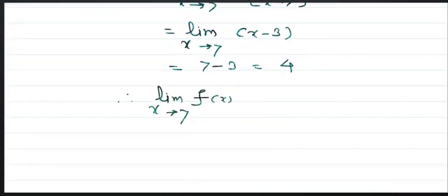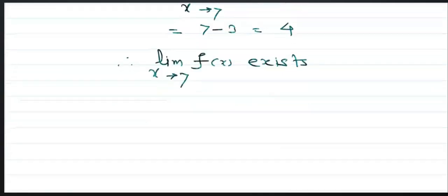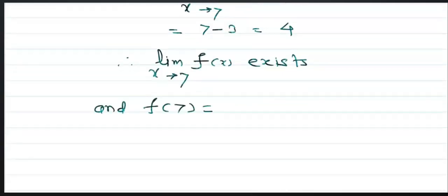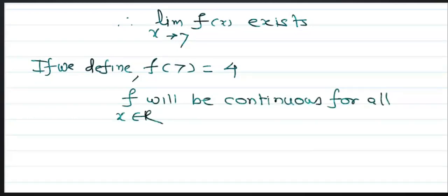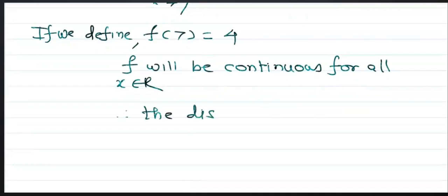Therefore, limit x tends to 7, f of x exists. The value of the limit is equal to 4. And f of 7 is not defined. If we define f of 7 equal to 4, then the function will be continuous for all x belonging to the set of real numbers. The discontinuity is removable.